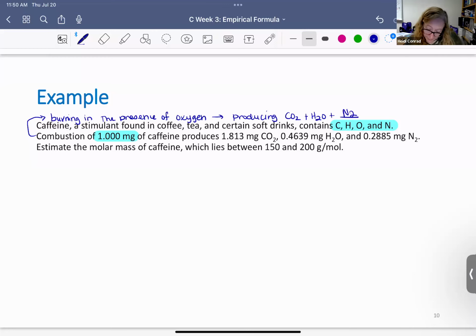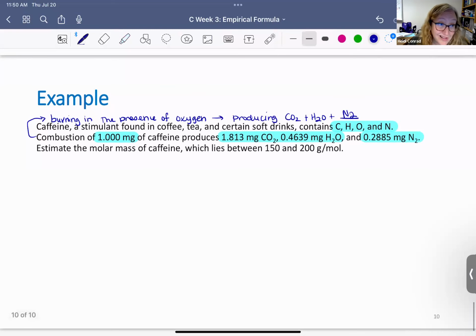So I combust it, I burn it. I burn a 1 milligram sample and I produce 1.813 milligrams of CO2, 0.4639 milligrams of water, and 0.2885 milligrams of N2. I'm going to estimate the molar mass of caffeine, which lies between 150 and 200. So I know that if I get a number between that, I have the right answer. First thing I'm going to do is figure out the moles of each species.